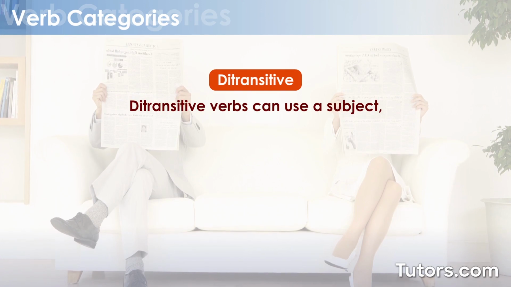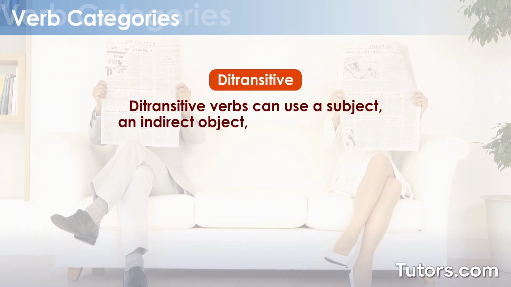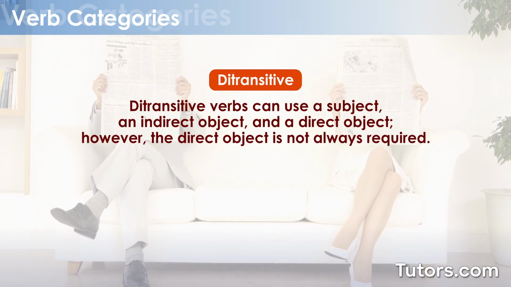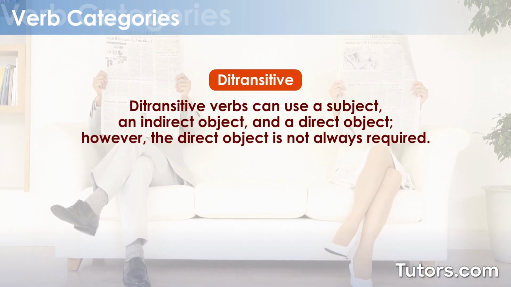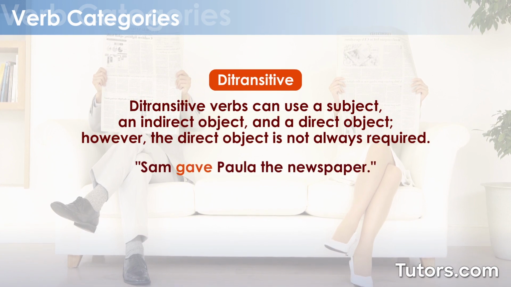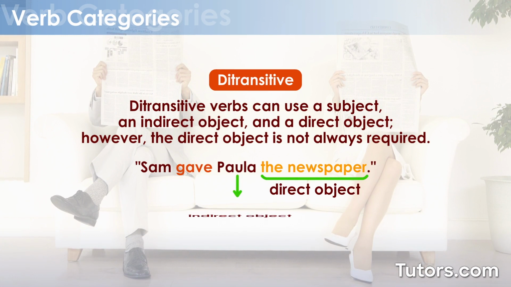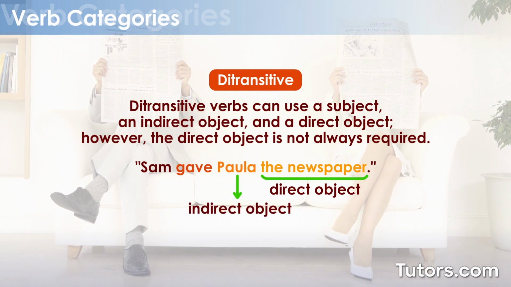Ditransitive verbs can use a subject, an indirect object, and a direct object, but the direct object is not always required, depending on the sentence. In the example, Sam gave Paula the newspaper, the direct object is the newspaper, and the indirect object is Paula.